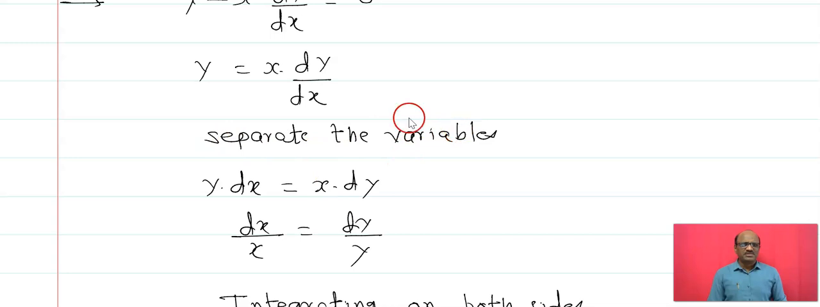Then separate the variables, or make this cross multiplication, then you will get y into dx is equals to x into dy. Again we will divide on both sides by xy. If we divide on both sides by xy, then you will get y dx upon xy, that is y gets cancelled, then you will get dx upon x. Again here is x into dy upon xy, x's get cancelled, you will get dy upon y.